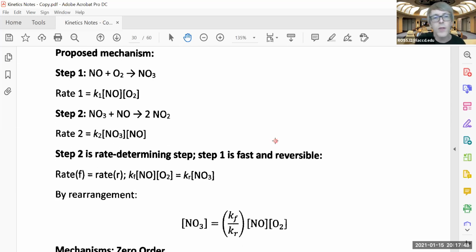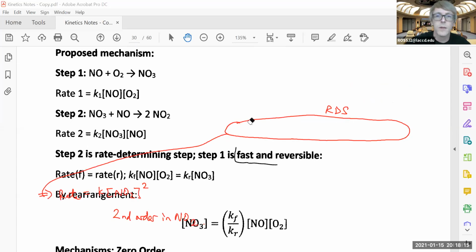We're told at least the proposition says that step 2 is the rate determining step. Step 1, on the other hand, is fast and reversible. Typically, if you have a fast and reversible step, that's a good indication it's not rate determining.